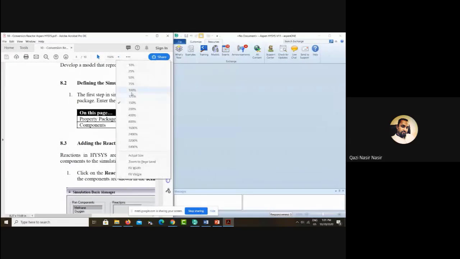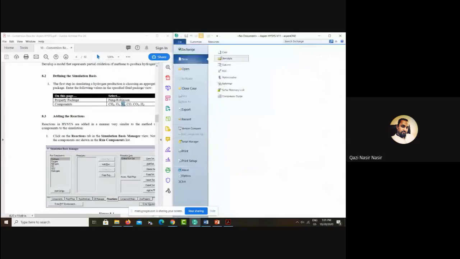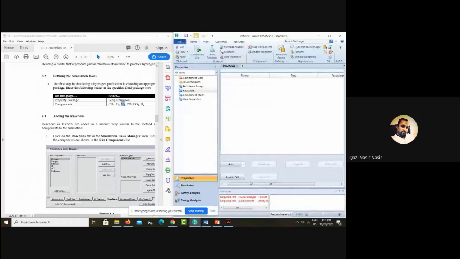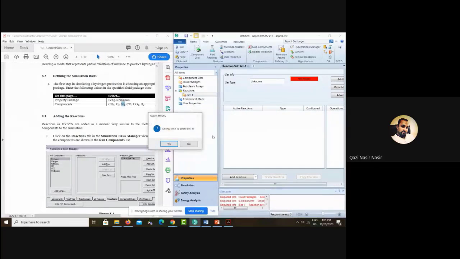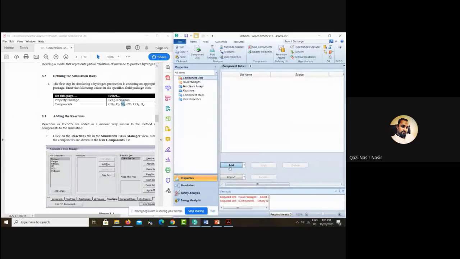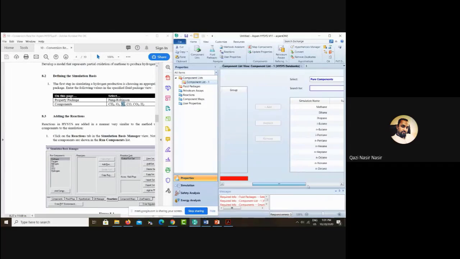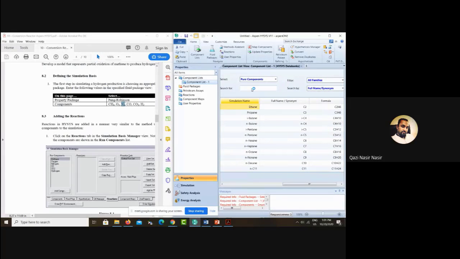So let me go back here. The first thing I need to do is open a new simulation, a new case. If you open the new case, you need to add the components. I need to delete first. We need to add the components. Add components, and here we need to add methane.